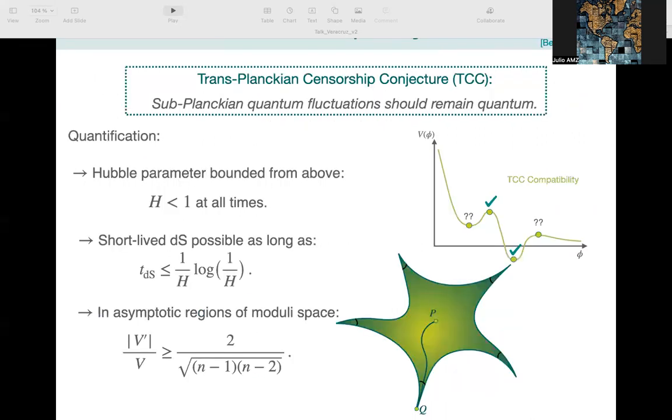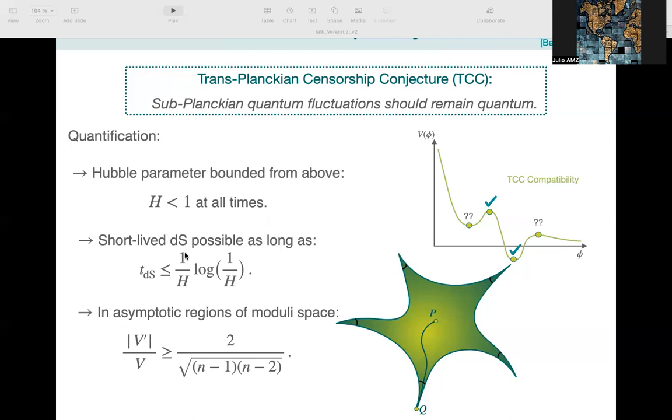And there is also the trans-Planckian censorship conjecture. This was a bit more physically motivated. The idea was that sub-Planckian quantum fluctuations should remain quantum. So as the universe is expanding and stretching, lengths that are smaller than the Planck length cannot become larger. They should freeze off before this happens. And this is putting a bound on the value of the Hubble parameter. It has to be smaller than 1 in Planck units at all times. And now this can also allow for de Sitter vacua that are maxima, as long as their lifetime is bounded by a specific value.